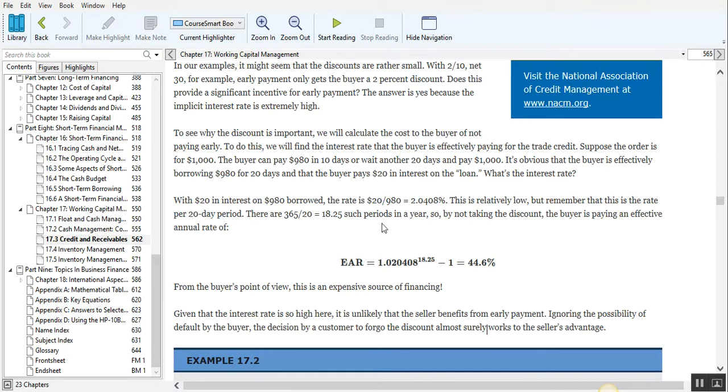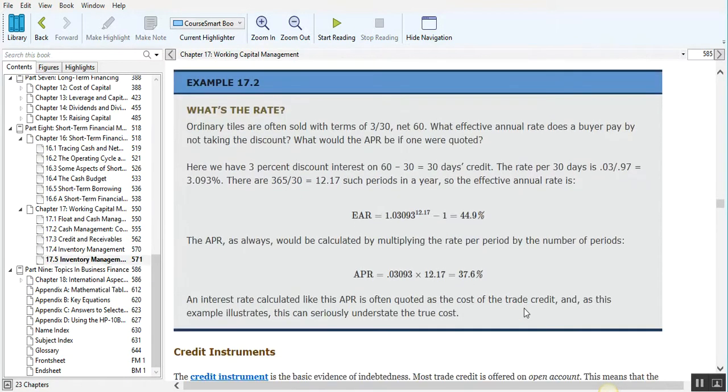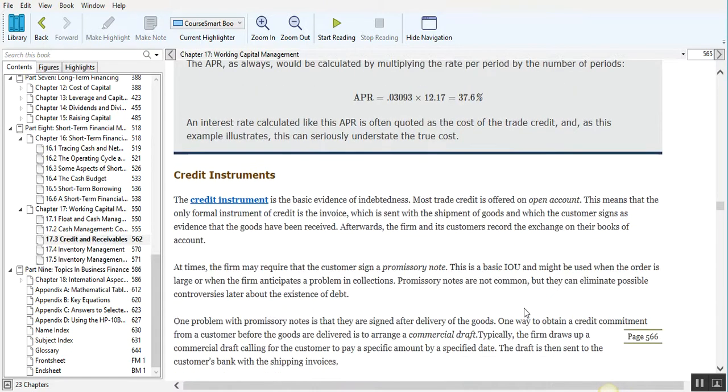So if you look at that, if you're trying to save the $20, it's really kind of an expensive thing because you're paying an effective annual interest rate of 44% basically on that amount. So what that means is you have a pretty high motive to basically pay that early, because if you don't pay it early, it's like financing the $980 at a 44% rate. So that's really high. So again, those discounts, you need to think about them in that way.